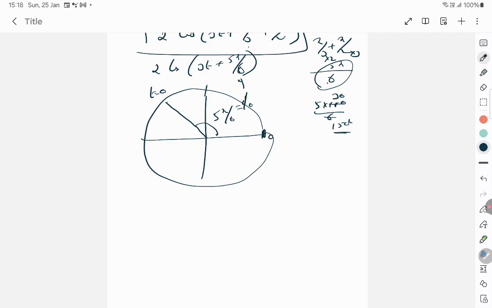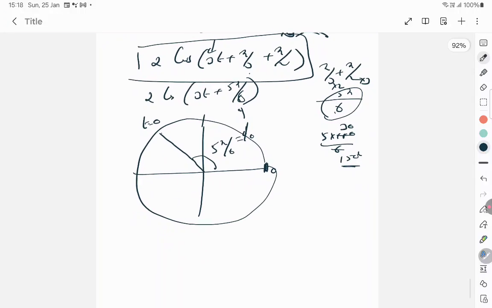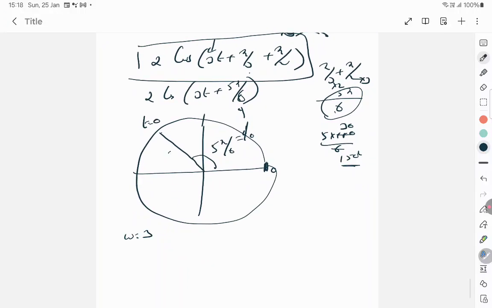And what other thing has been given in this? It's given that omega is 3 and the amplitude is 2 units. Omega is equal to 2 pi by capital T, so T is equal to 2 pi by omega. So T is equal to 2 into 3.14 by 3. Whatever seconds that is, you can find the time. I don't know if they're asking you for the time.